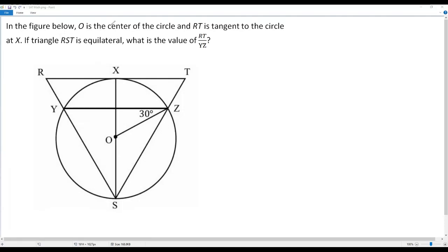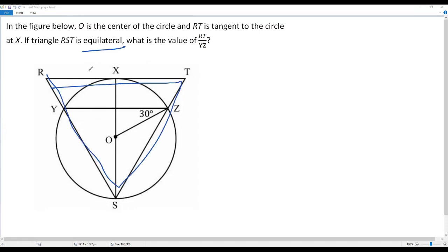In the figure below, O is the center of the circle and RT is tangent to the circle at X. If triangle RST is equilateral, what is the value of RT over YZ? To get the value of this fraction, we need the length of this line segment RT and the length of the line segment YZ. And the question says triangle RST over here is an equilateral triangle.